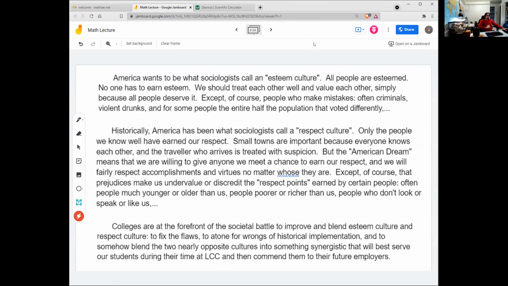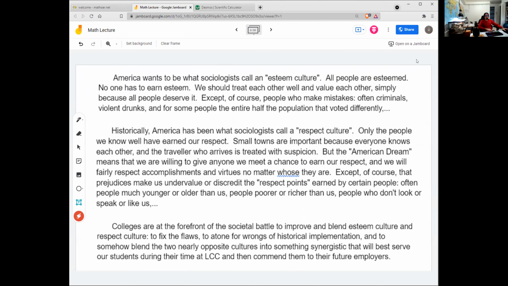So why does this matter if you're a group leader? Third paragraph. America wants to be what sociologists call an esteem culture. This is not how most people or the dictionary use the words esteem compared to respect. You can tell me I'm not using the words the way you do. That is fine. I'm using them the way that this page uses them.